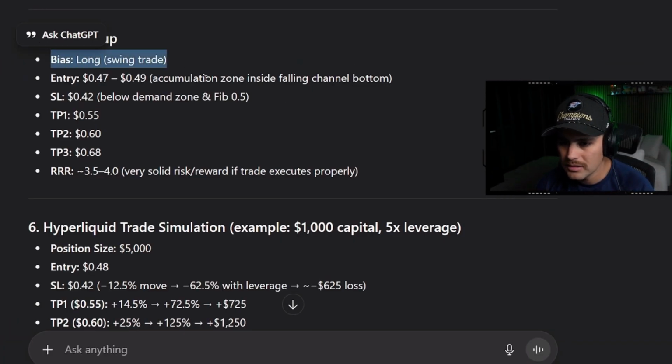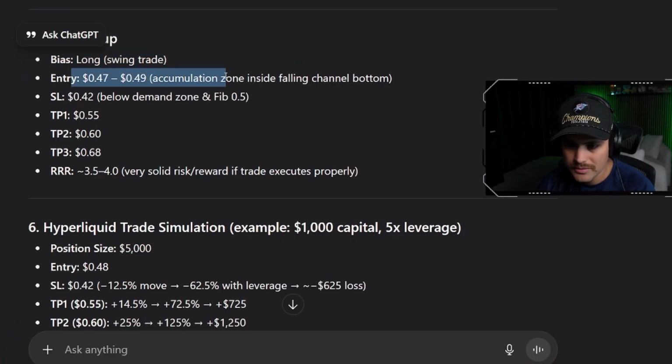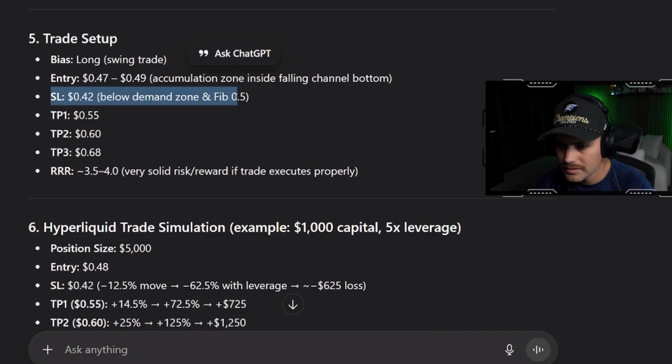Trade setup, bias long, swing entry 47, 49 zone, stop loss at 42.